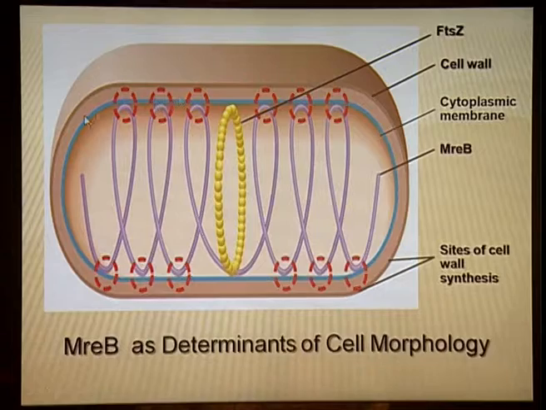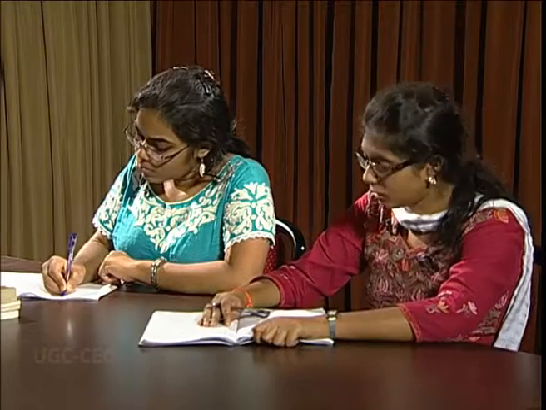MreB is seen in the rod-shaped bacteria. Now, what happens with the coccal cells? They do not have this MreB, and that is why their shape is a spherical one. They cannot retain a shape just like this. So most of the cocci, MreB proteins are not seen. Even MreB-like proteins are not seen.